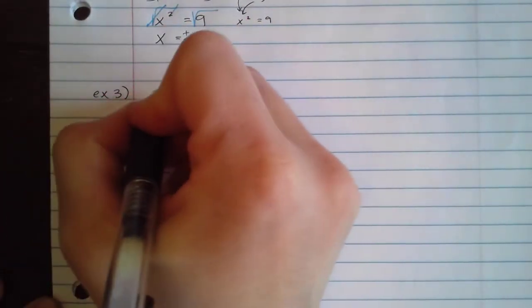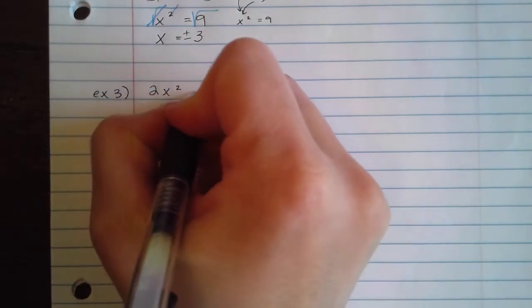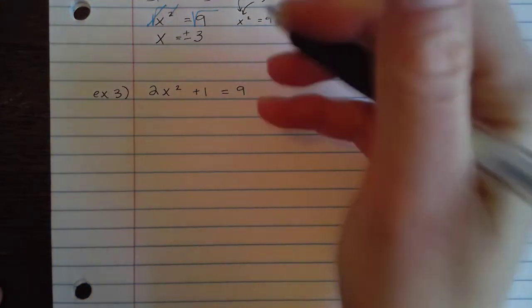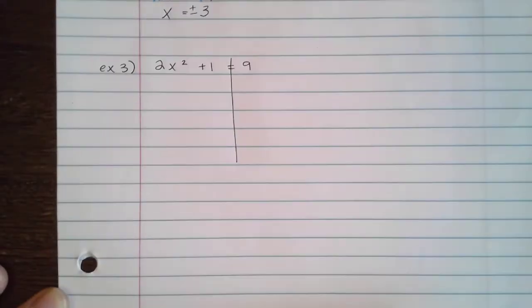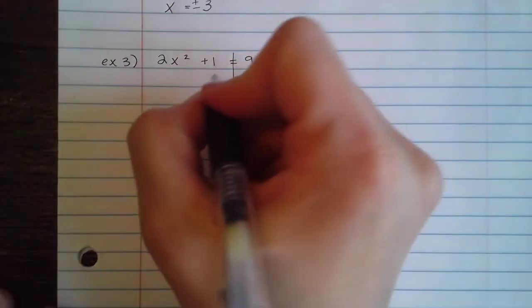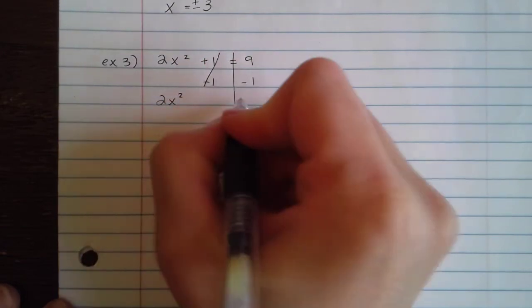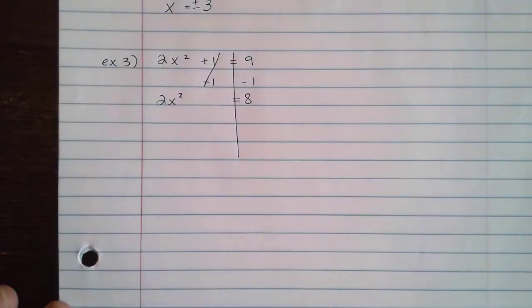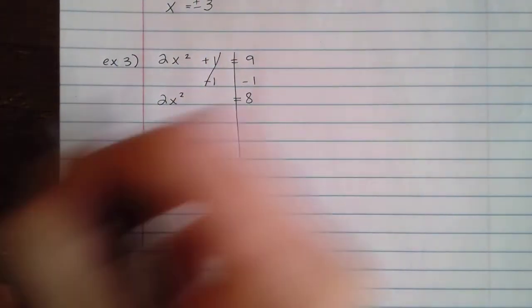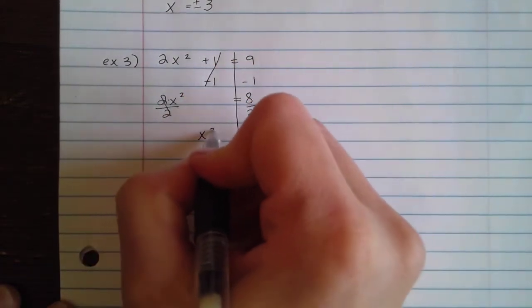Example 3, 2x squared plus 1 is equal to 9. Okay, I want to get the x squared by itself. What is my first step? Subtract that 1, because you always get rid of something that's the farthest away first. It's still not by itself, so I'm going to divide both sides by 2.